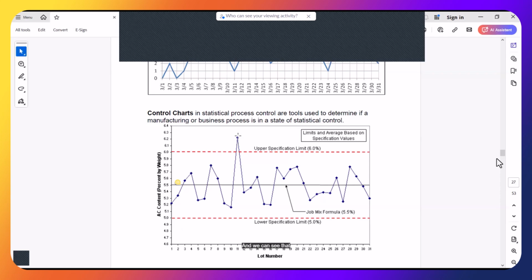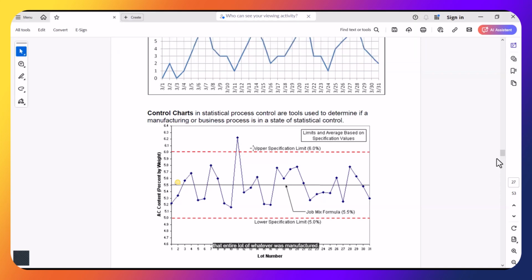And we can see that on day 11 or lot 11, whatever was manufactured exceeded the upper specification limit. So immediately, because we can see that in this graph, we go to lot 11, we take a look at it and see if we need to discard that entire lot of whatever was manufactured.